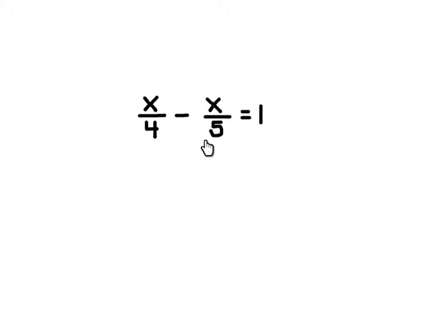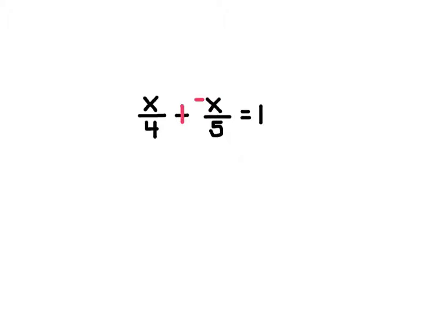Here's our first example. We have an equation with rational expressions. The first thing we want to do is make it addition here, so we're going to add the opposite. Now we see that we have a 4 in the denominator of the first term and a 5 in the denominator of the second. 4 is 2 times 2. 5 is simply 5 times 1.